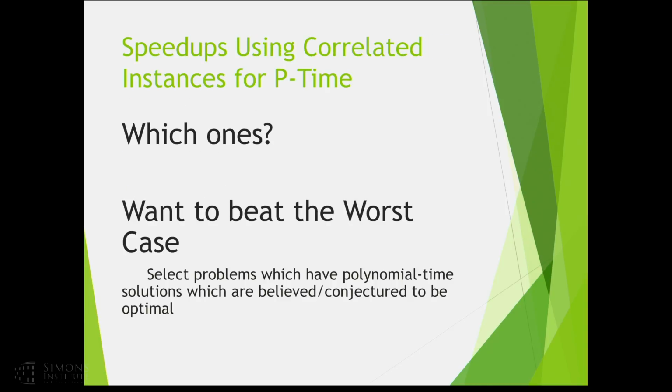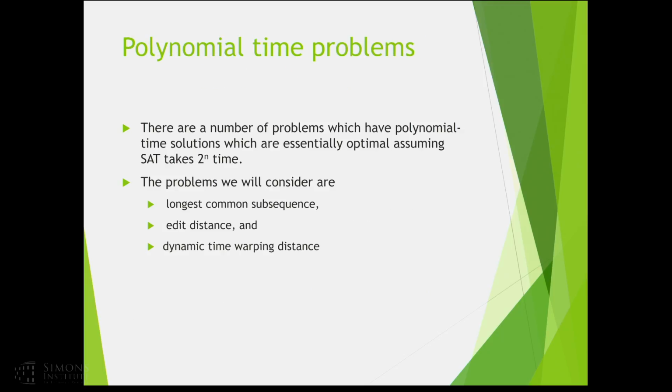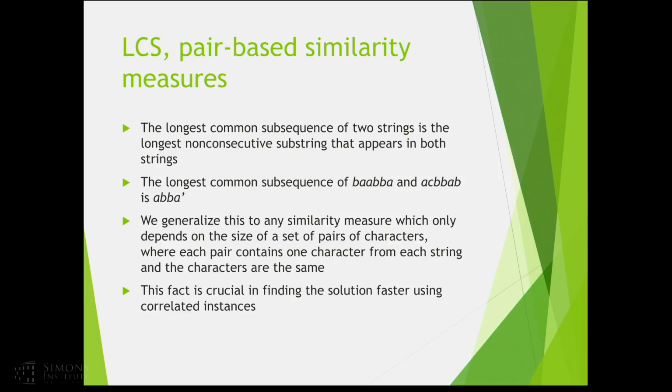So now, which problems should we consider? We want problems where there are barriers to beating the worst case solution and places where we think we can find improvements with these correlated instances. So in particular, we'll be looking at longest common subsequence, edit distance, and dynamic time warping distance, all of which have essentially optimal algorithms assuming the strong exponential time hypothesis.